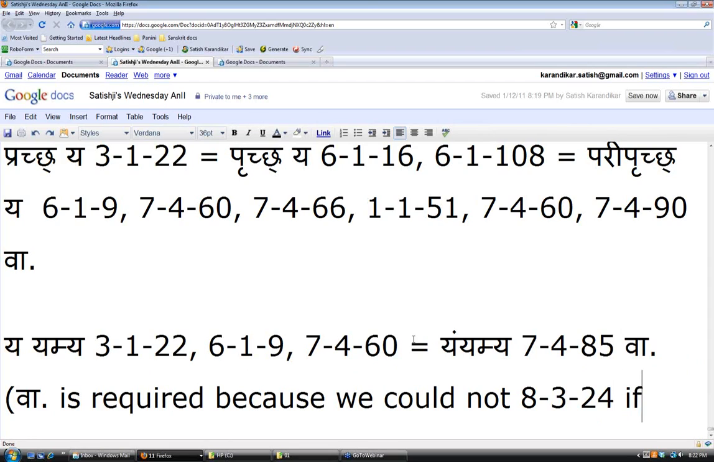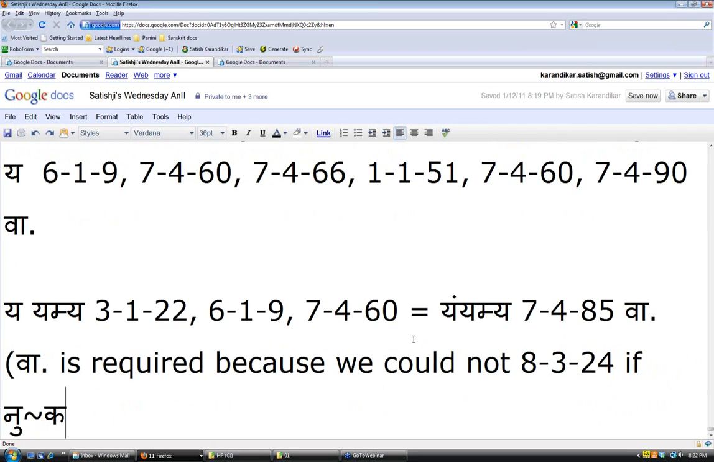We could not use that if nuk only was done. If nuk were to be done, of course the usual Ajanta Takita we had to use. Okay, so that's the first vartikam.